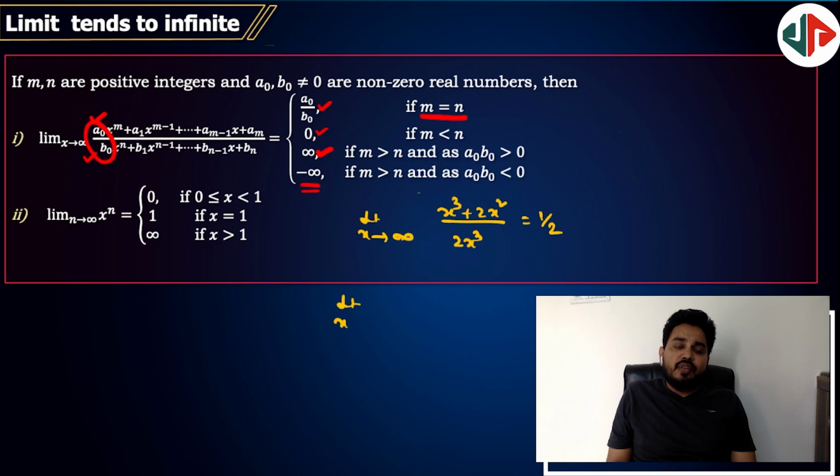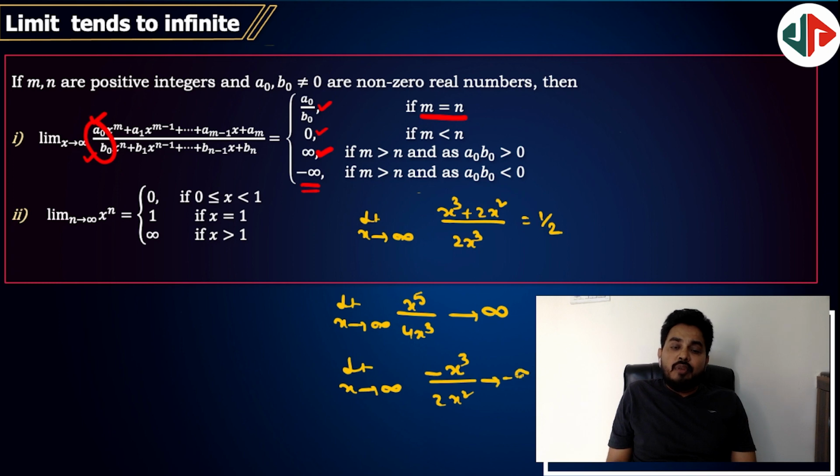Limit extending to infinity, x power 5 by 4x cube. This value goes to infinity. Limit extending to infinity, minus x cube by 2. This value goes to minus infinity. Or limit extending to infinity, x square by x power 5 plus 4. This value goes to 0.